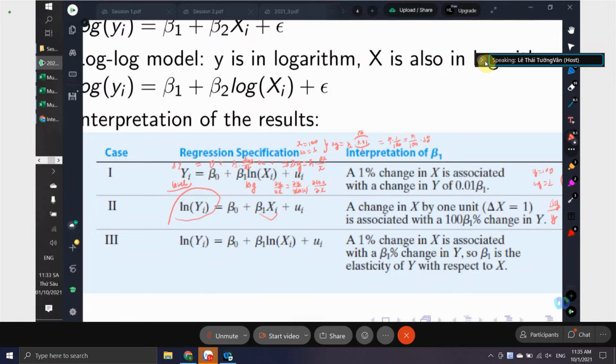Now, how should I interpret that? I want to invite Mr. Vũ Minh Hiếu. Hello, Minh Hiếu. Hello. So can you please interpret the impact of the education variable on yearly income?